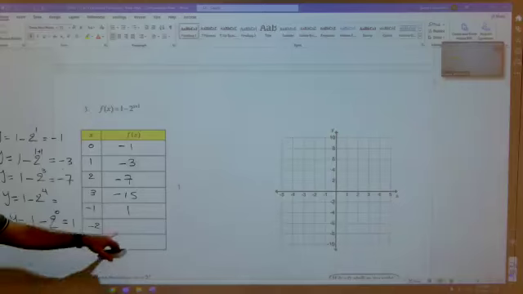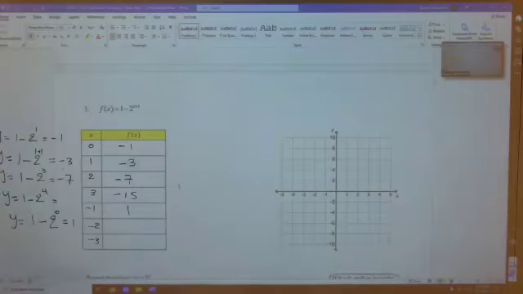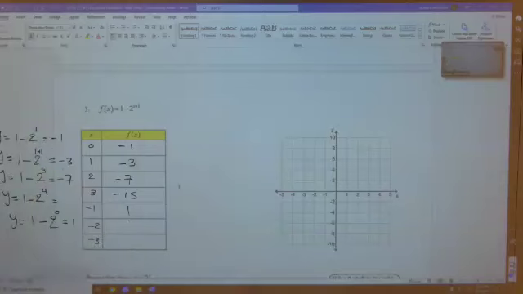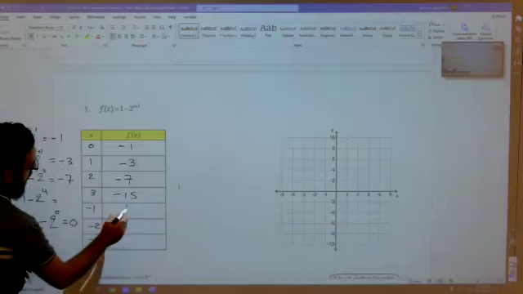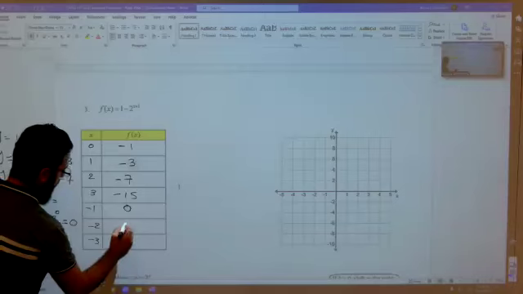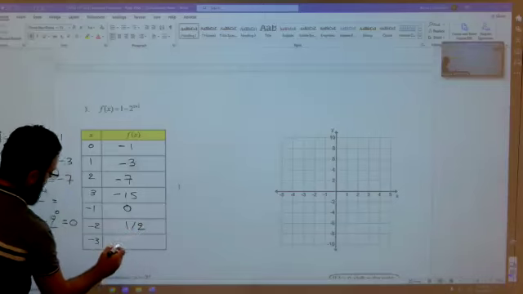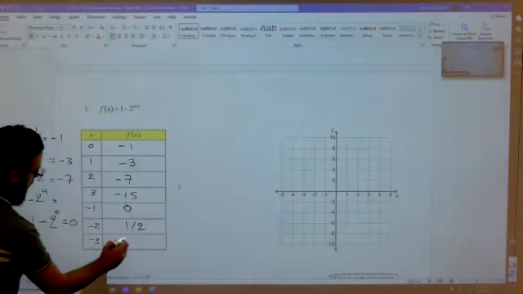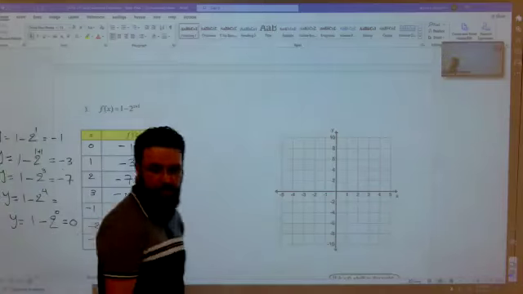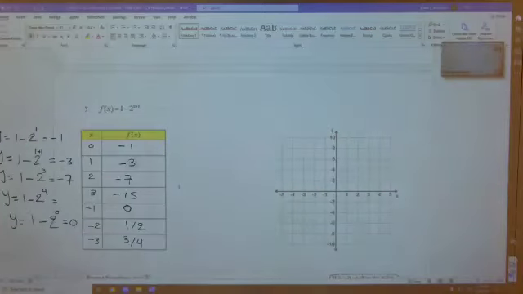How much did you get with the next one? 1 minus 1 is going to be 0. And here you got how much? -2 is 1/2, 1 over 2, and here -3 is 3/4, 0.75.